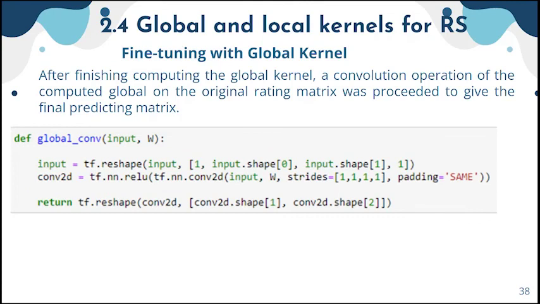After that, that global kernel will be applied with the convolutional operator on the original rating matrix to get a global kernel based matrix, and it will be used as an input for the fine tuning.